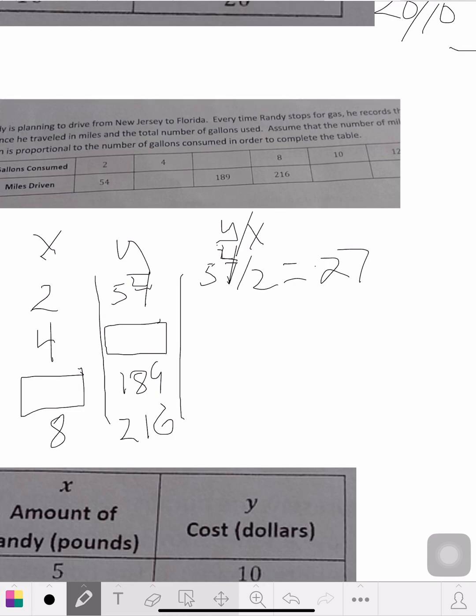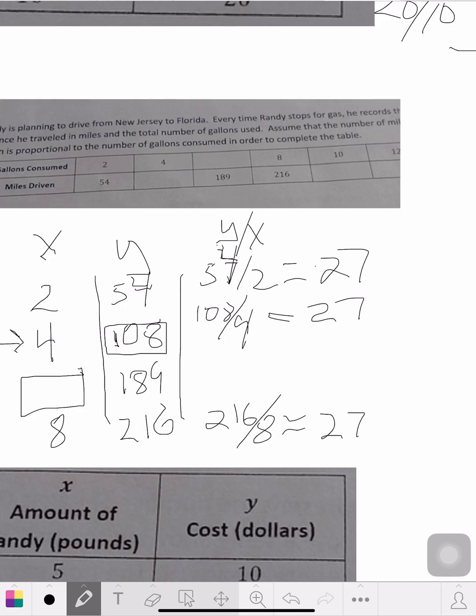Let's do the bottom one now. It's going to be 216 divided by 8. We use the calculator on this one. That figures out to 27 also. So 27 is my magic number. So that means if I take this one in here, this answer is going to be 4 times 27, okay? 4 times 27 is 108. And that's my answer in here to make it all work. So that's going to be 108 over 4. 108 over 4 equals 27.